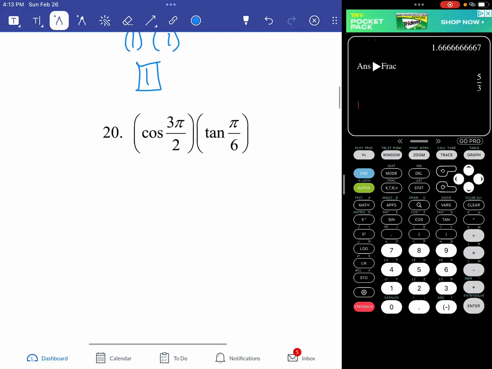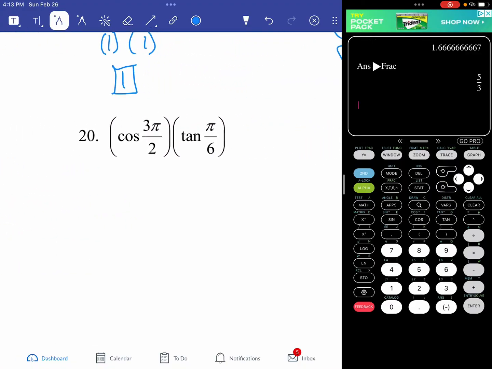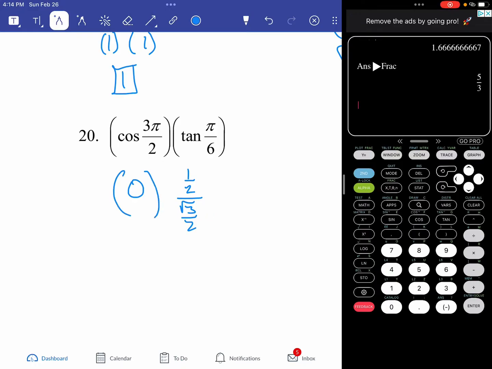Number 20. Cosine of 3 pi over 2. Cosine of 3 pi over 2 is 0. Tangent of pi over 6 is 1/2 divided by root 3 over 2. Actually no, we don't. This is a little bit of a trick question because you're multiplying whatever is on the right hand side with the tangent by 0. So this is just going to be 0 because anything times 0 is 0. We don't actually have to figure out tangent of pi over 6 because it's irrelevant.